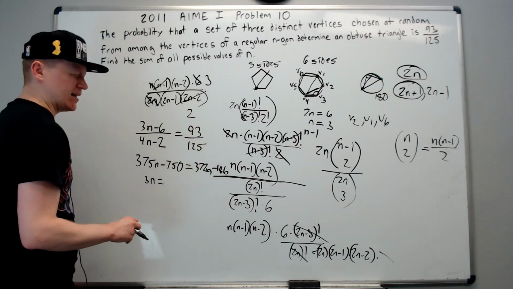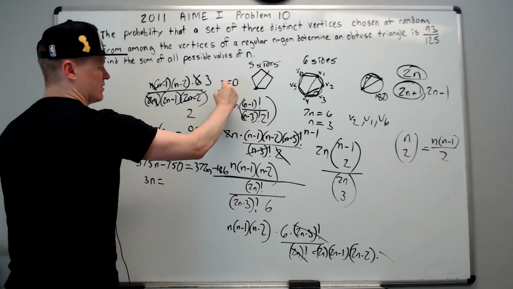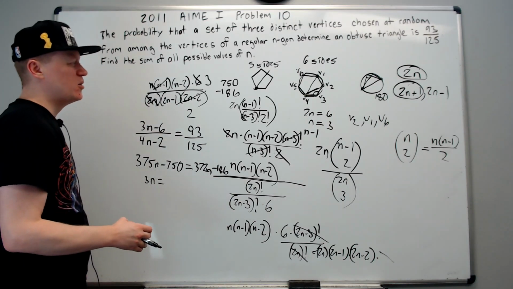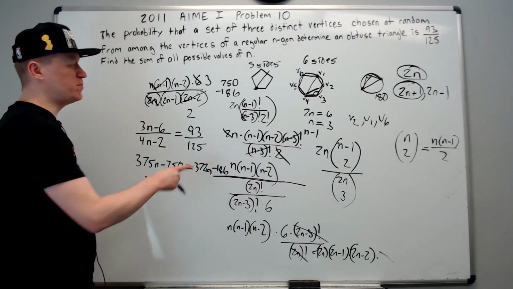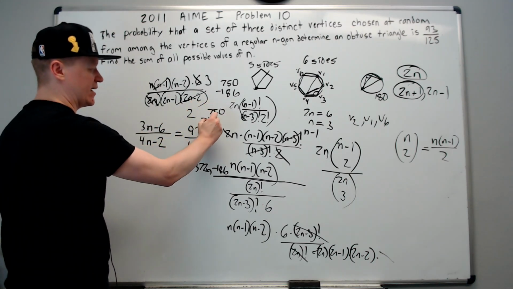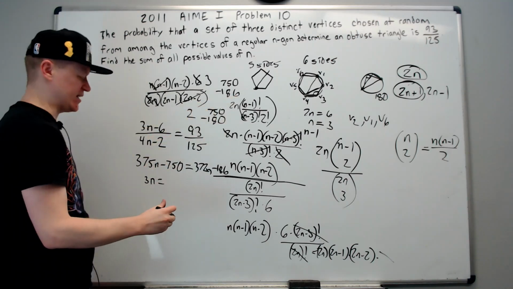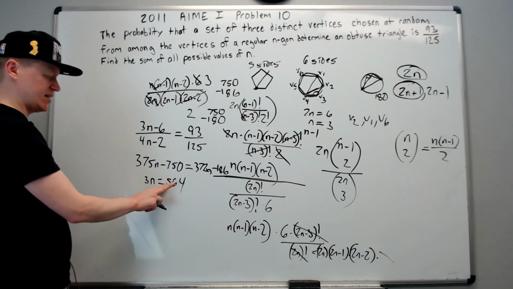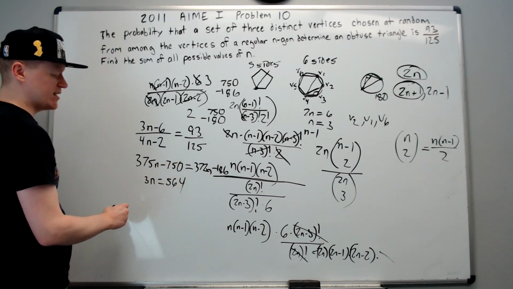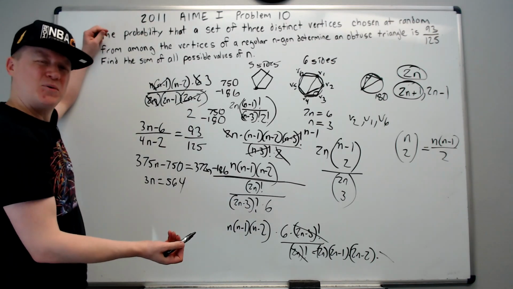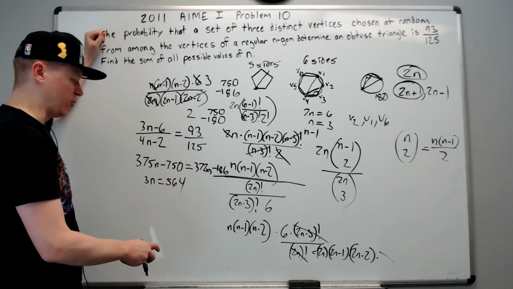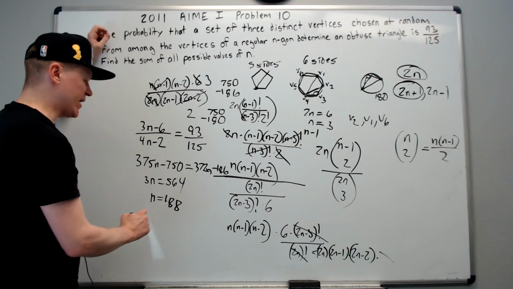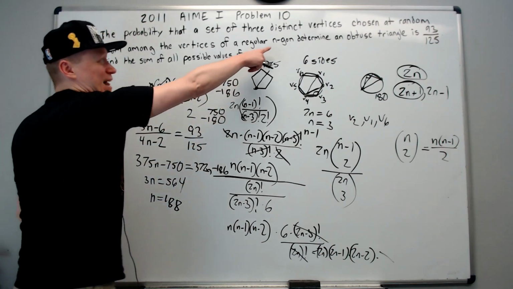So 750 minus 186. What would be 75 minus 18? That would be 57, right? So it would be 570 if I did 750 minus 180, and then take away 6 more to get 564. And this is divisible by 3, which is good because 5 plus 6 plus 4 is a multiple of 3. So we're going to divide by 3. 3 times 180 is 540, and then there's 24 more, so it's going to be 188. So n equals 188. Be careful, it's not this n.